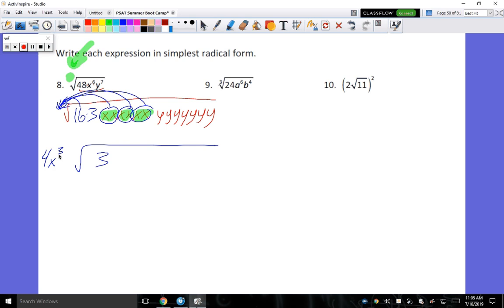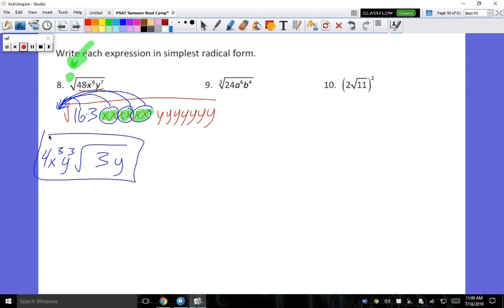How many y's come out fully? 3. And I hope this visual helps you with that. Otherwise, it's a little bit weird with fractions and stuff. How many y's stay in? 1. Is this my full, complete, simplified answer? Yep. This is it.